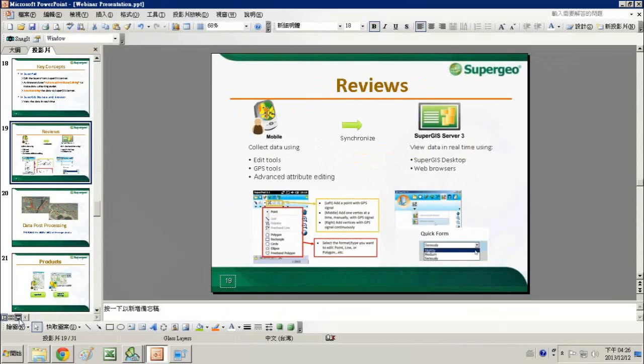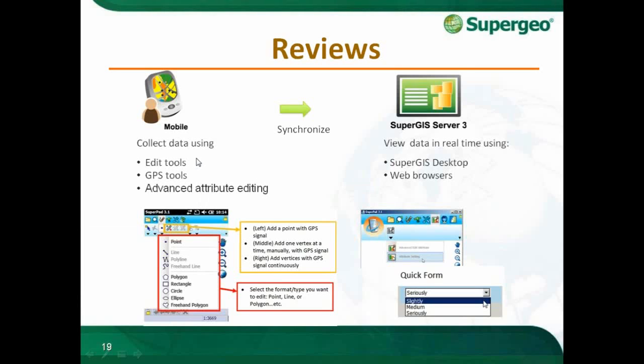So let's have some reviews. In this section, we use the SuperPad to collect data using the Edit tool and the GPS tool, and also the advanced attribute editing. And then we synchronize the data back to the SuperGIS server and display the data in real time by using the SuperGIS desktop and also the web browsers.